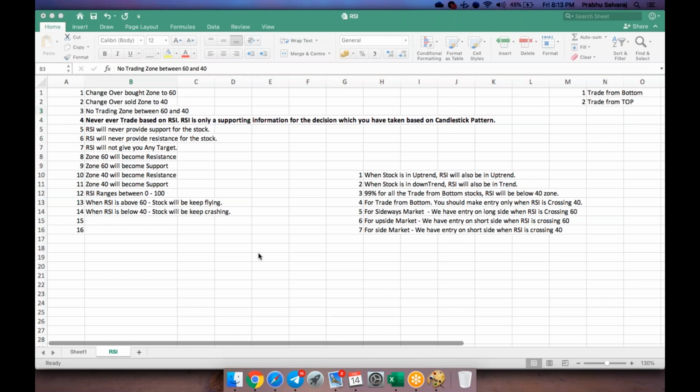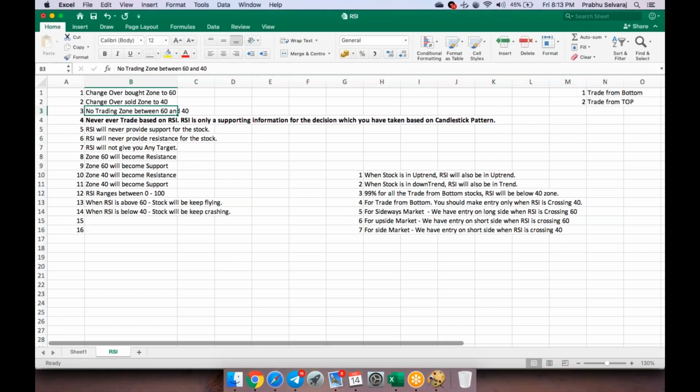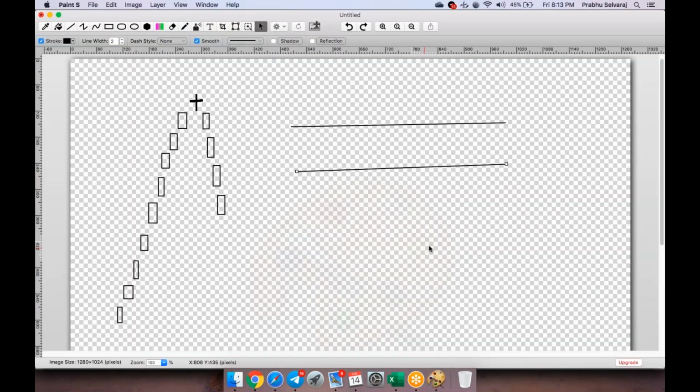Why short? Do you mean coming from top towards down as the 6th step? For an upside market, we have an entry on the short side. When the market is on the upside, when the RSI is above 60, the market will be on an upside. When the stock gives a reversal signal and the RSI is crossing 60, you can short here. Clear, Sanjay?